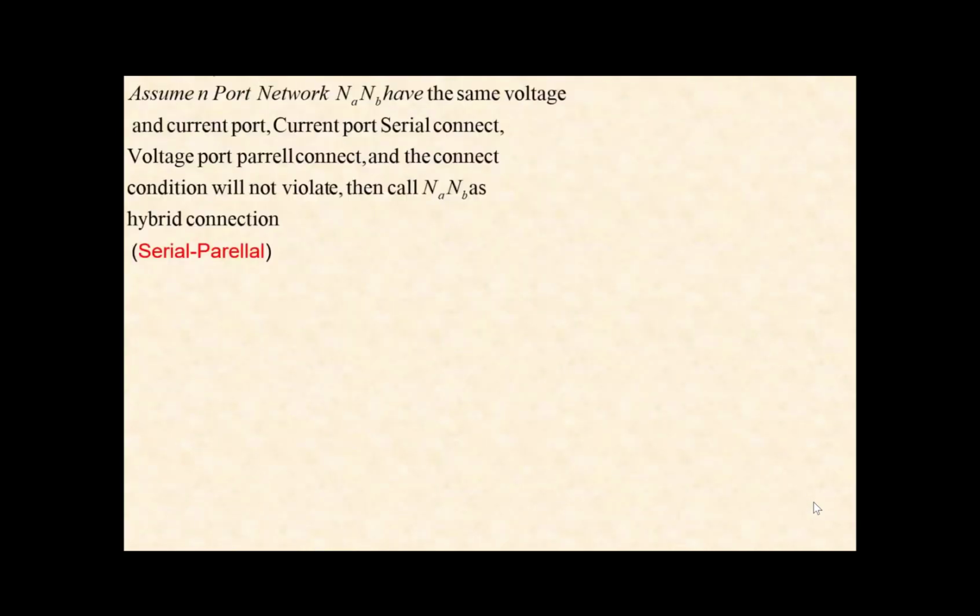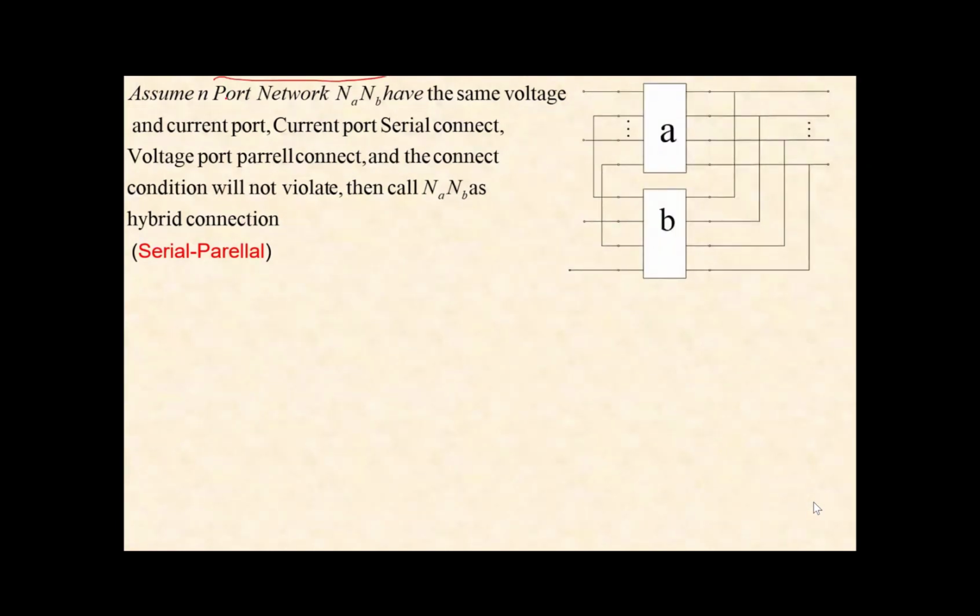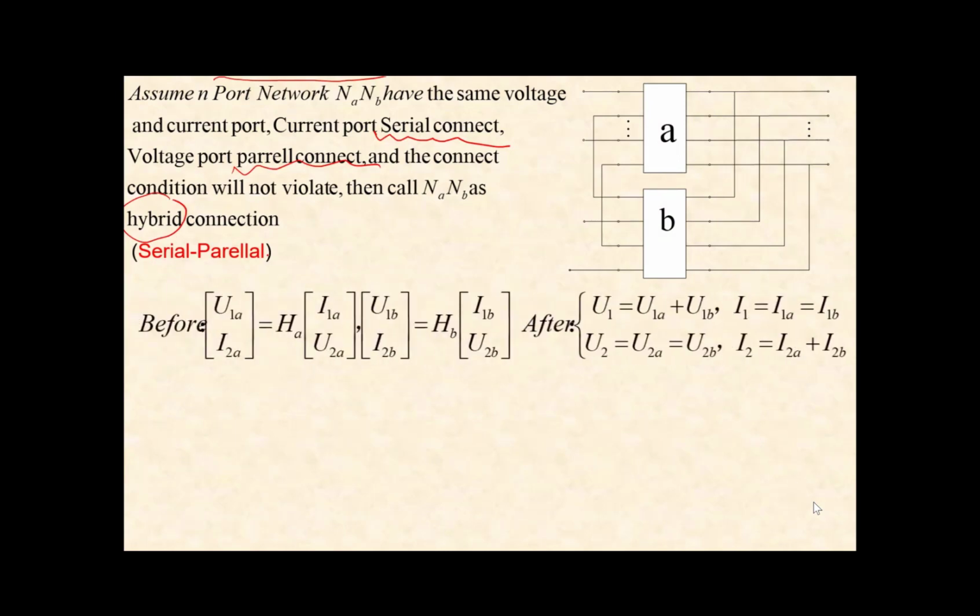Hybrid connection. We have not discussed hybrid connection for the two-port network. Assume n-port networks NA and NB have the same voltage and current ports. Current ports serial connect, voltage ports parallel connect, and the connect condition is still valid. Then we call NA and NB a hybrid connection or serial-parallel connection.